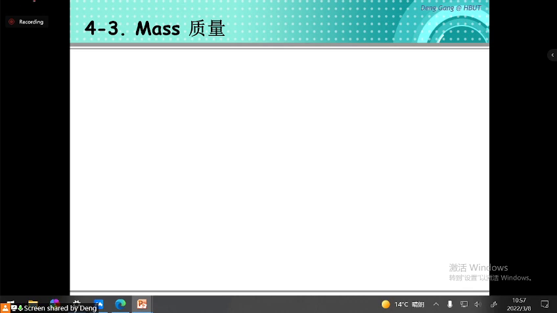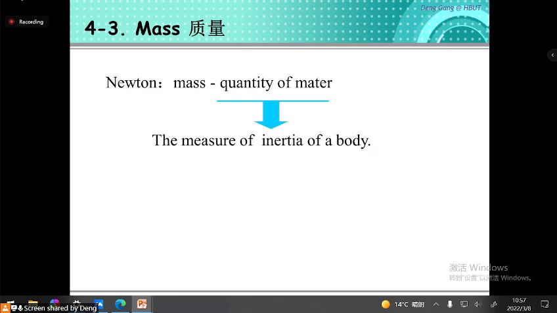The mass in Chinese is called 质量. According to Newton's original explanation, he defined the mass as the quantity of matter. And what does the quantity of matter mean? It actually means the measure of inertia of a body. So why does mass mean the quantity of matter or the measure of inertia of a body?